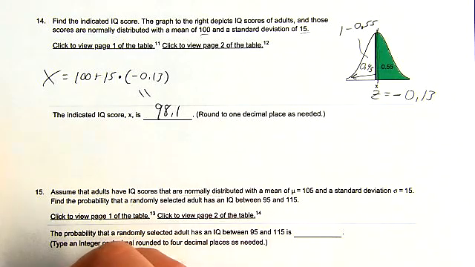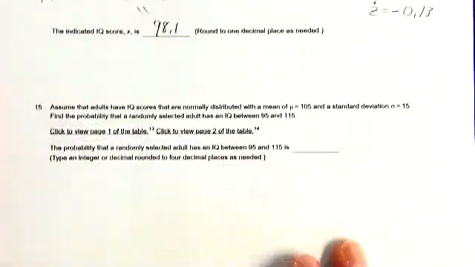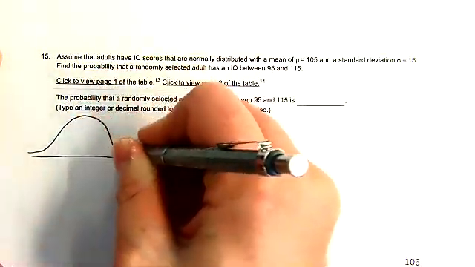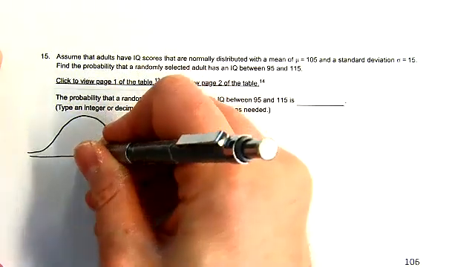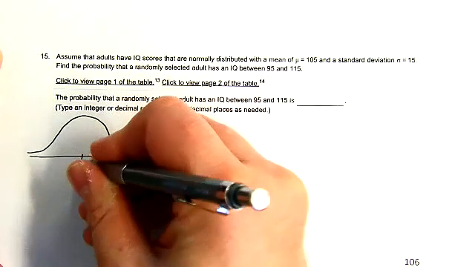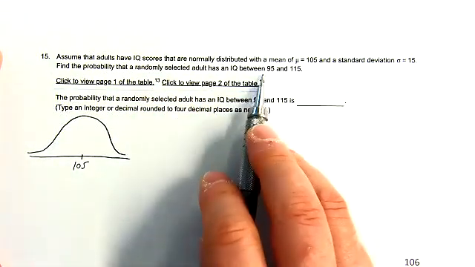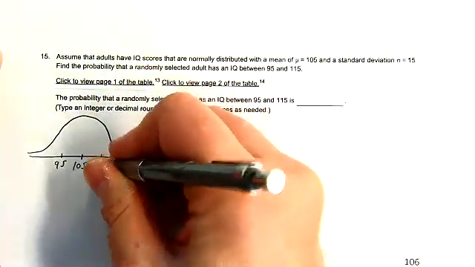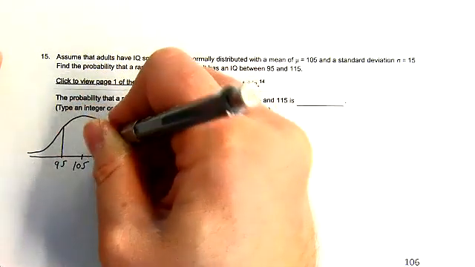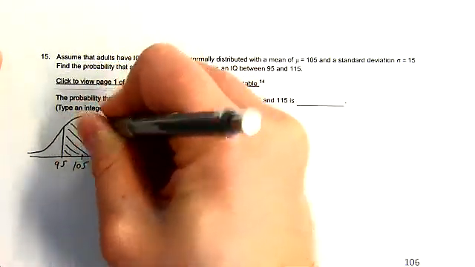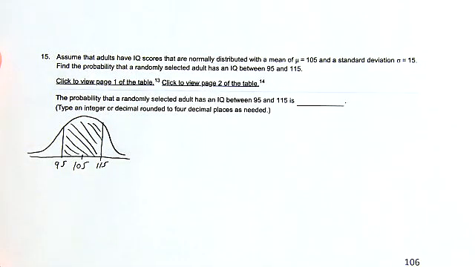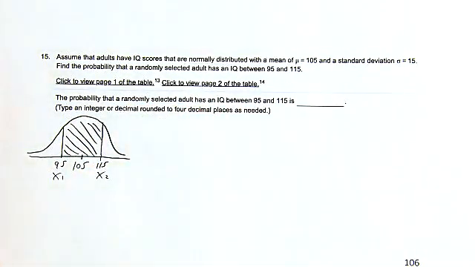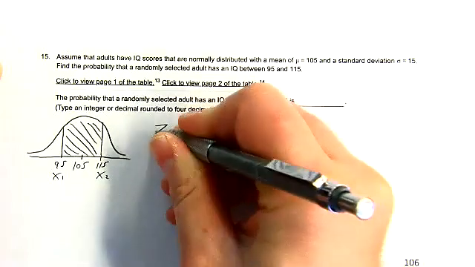So the non-standard normal curve they want us to look at, the center of this normal curve is 105. And they want us to look at a person between 95 and 115. So something like this. Well, just like before, we're going to call this x1 and x2. And so we're going to find z1, which will match x1.